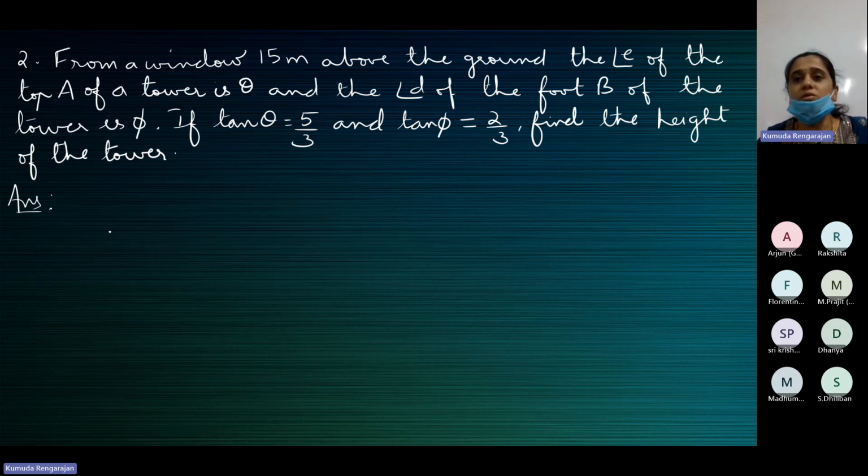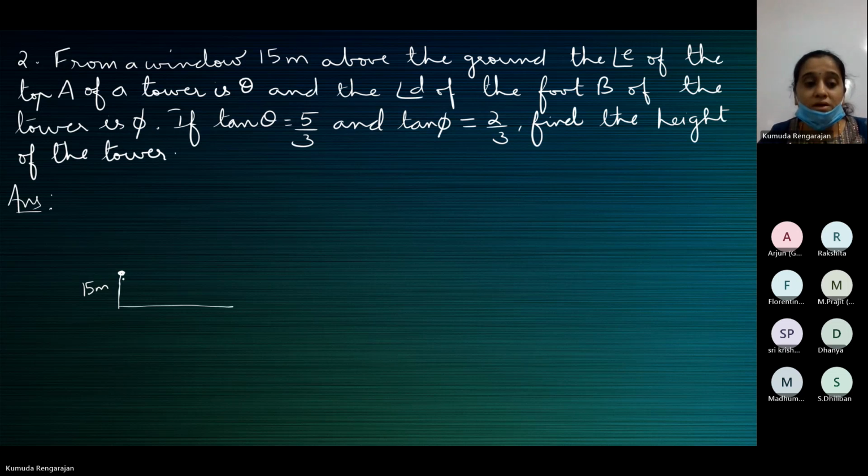Okay, so from a window 15 meters above the ground. Let's take the ground level. There's a window 15 meters above the ground, so this is the position of the window. For the window, we are using only a point. The height of the window above the ground is 15 meters, so that line segment represents the height of the window above the ground. The window is only a point.